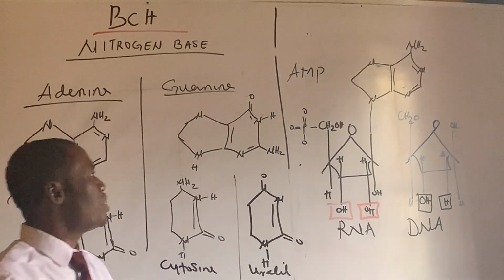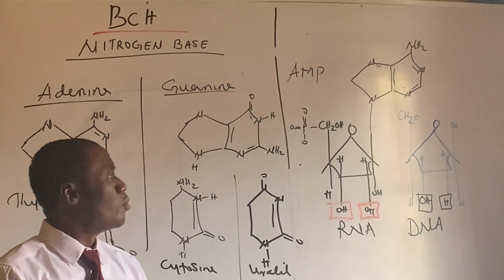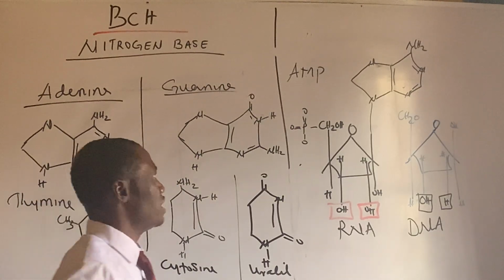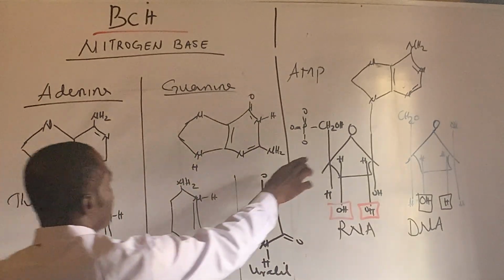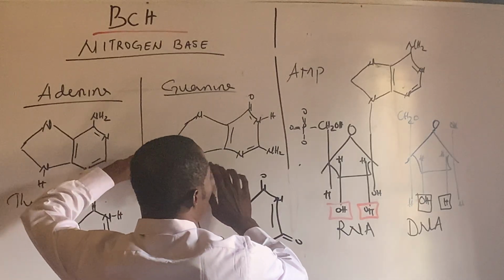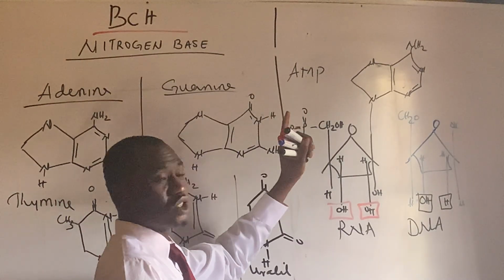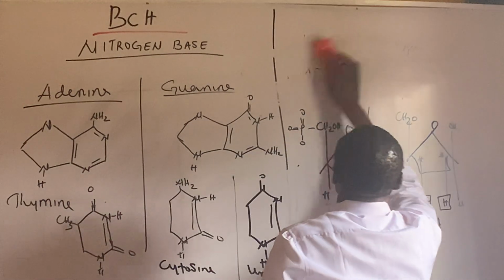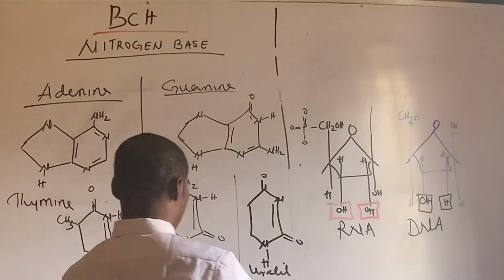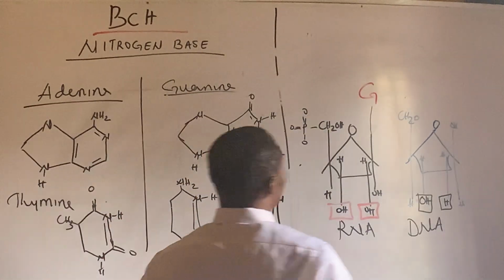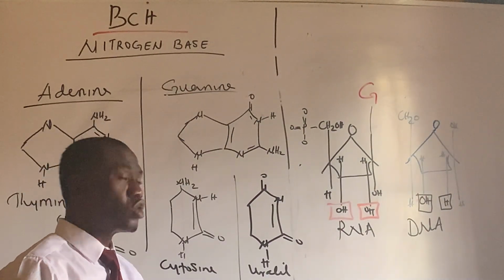Now, this structure is what we refer to as the AMP. What we mean by AMP is adenosine monophosphate. So this is the structure of adenosine monophosphate. If I remove this and replace it with the G, that will be guanosine monophosphate.